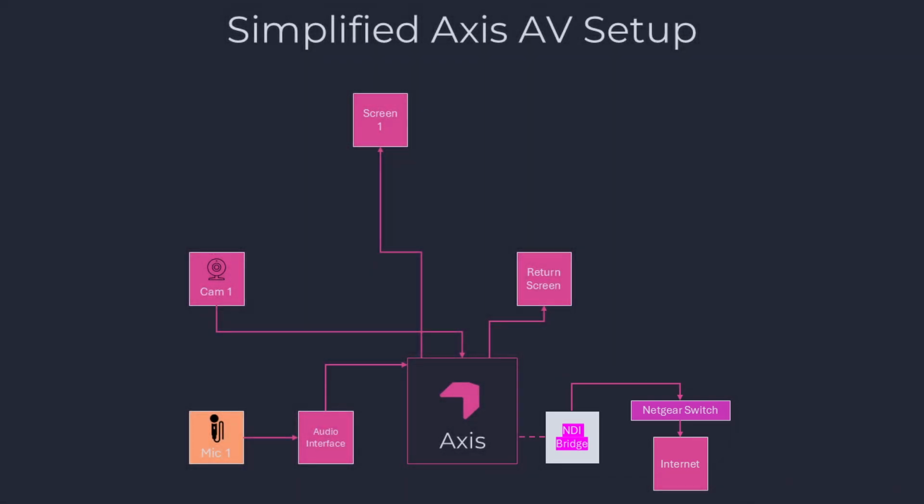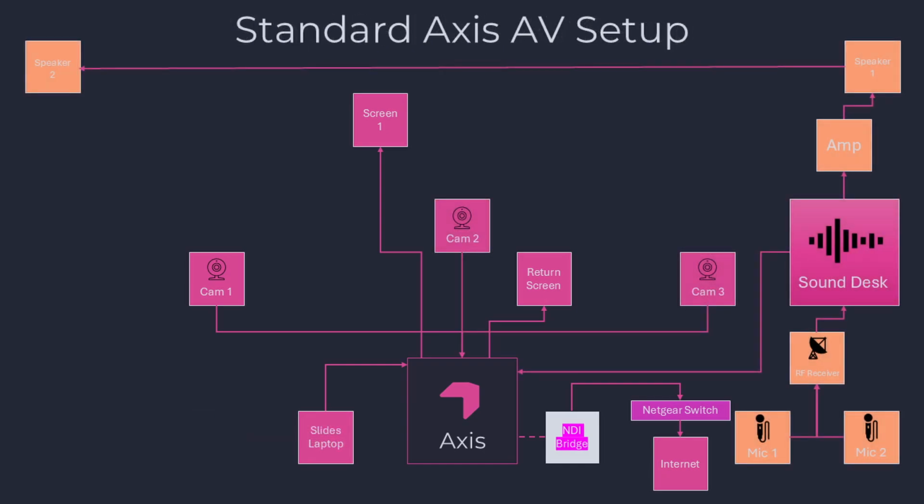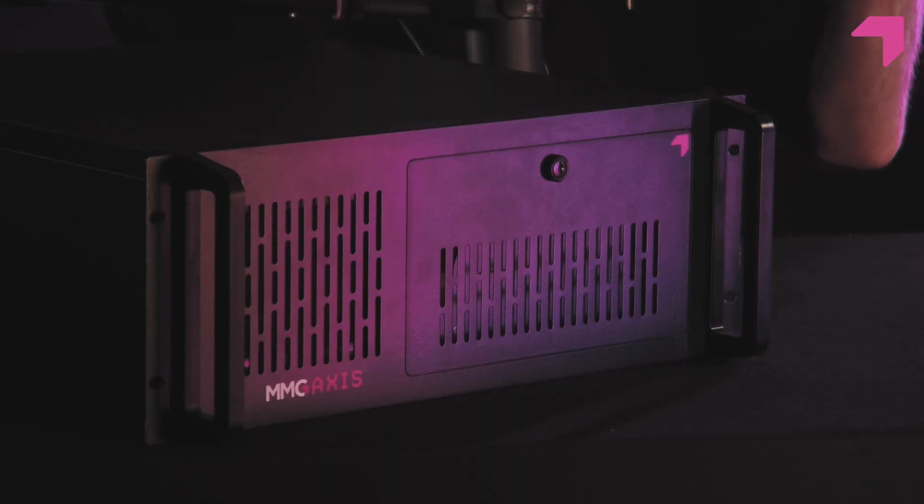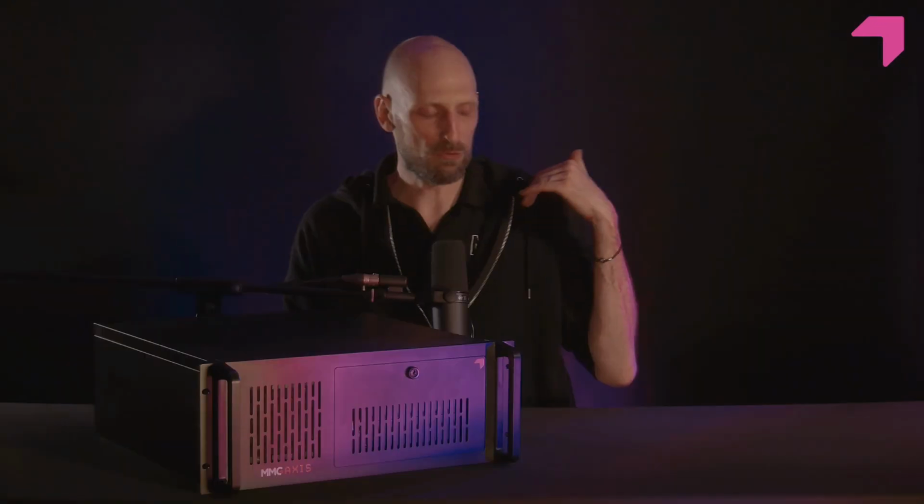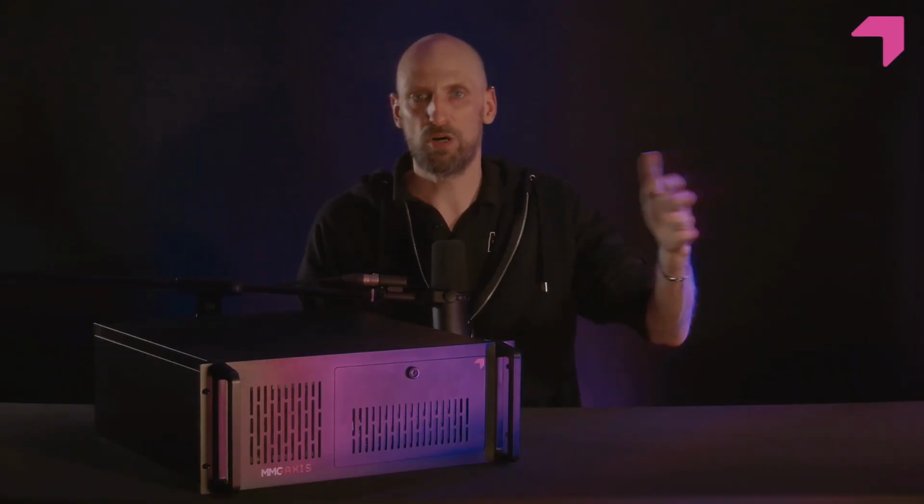Now, this is a simplified setup. This is very much on the ground, a very small setup. If we go just a little bit bigger, this is your kind of corporate 101, like a standard show, let's say, for a production client. Here the Axis is running all of the video side of things, so cameras, laptops, everything coming in, and also sending out signals to screen one and the return screen.